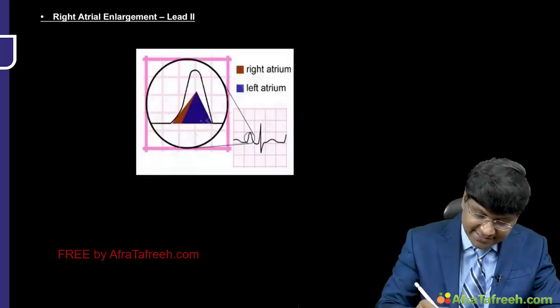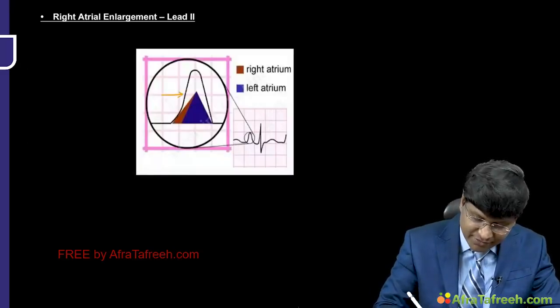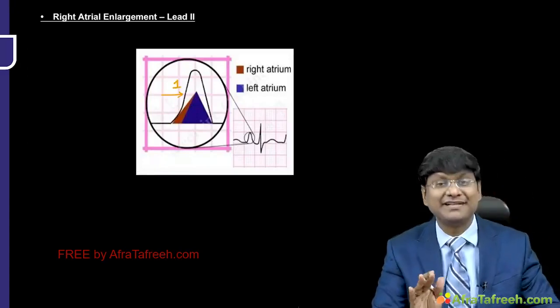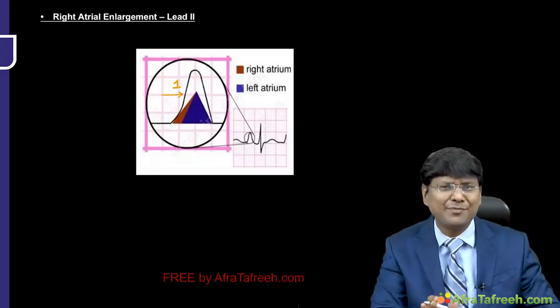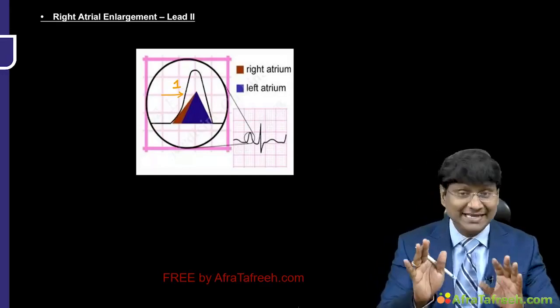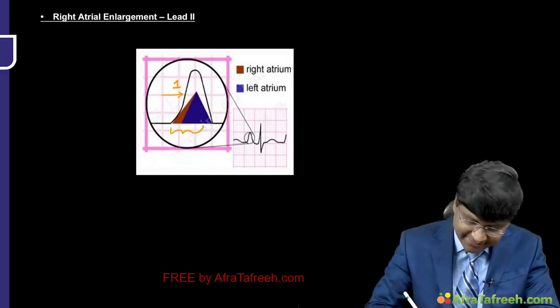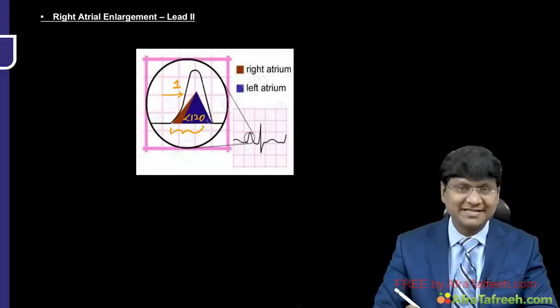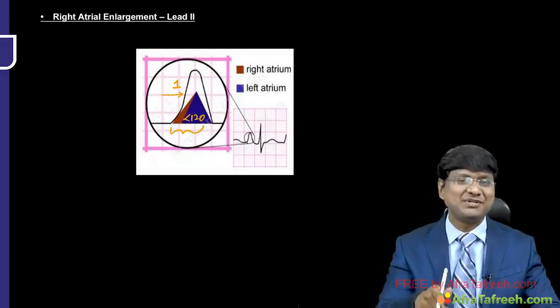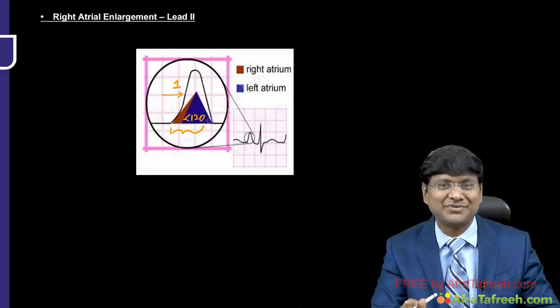Now, whenever there is right atrial enlargement, what did I tell you? It is the first half of the P wave that gets affected. Now, is the duration changing? No. The duration will remain the same, that is less than 120 milliseconds. It is only the amplitude which will change in case of right atrial hypertrophy.